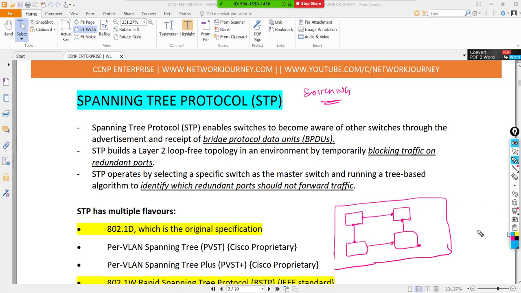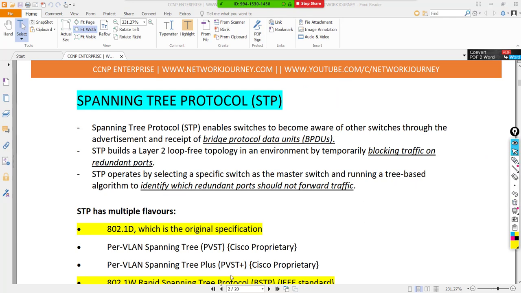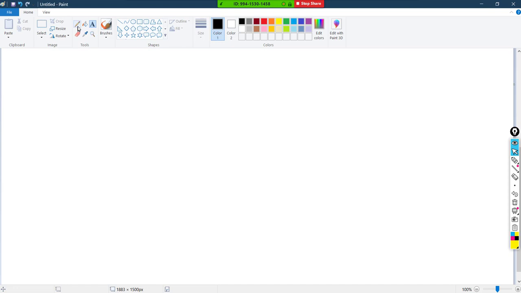Now there is a requirement to add additional cables, so I'm going to add additional cables between them. Now what we see is some looping happening. It's called layer 2 loops. Now why do we see layer 2 loops? Let me show the same scenario but with only two switches, and let me show you what layer 2 looping is.